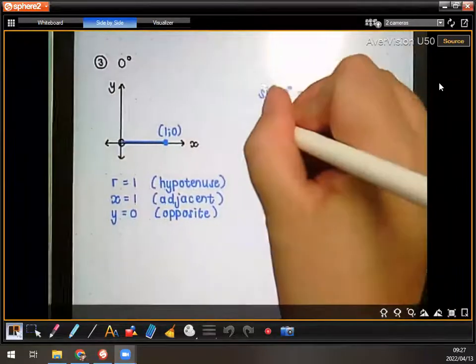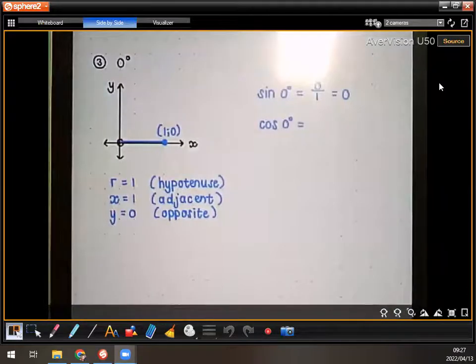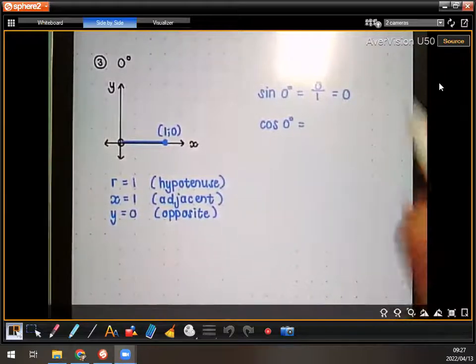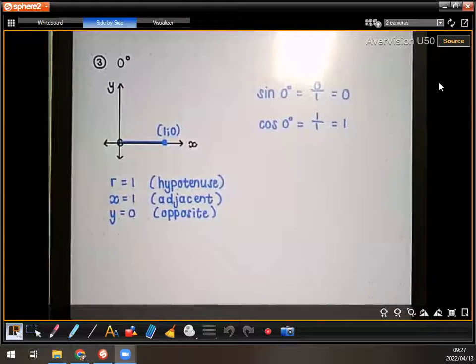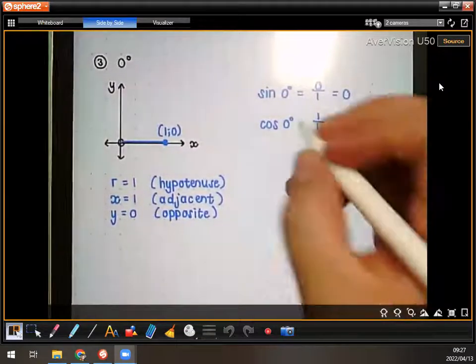Let's do the same thing for cos of 0 degrees. Now cos is adjacent over hypotenuse. So 1 over 1, right? 1 over 1. So cos of 0 is actually that 1, which is also what you get on the calculator when you type it in.